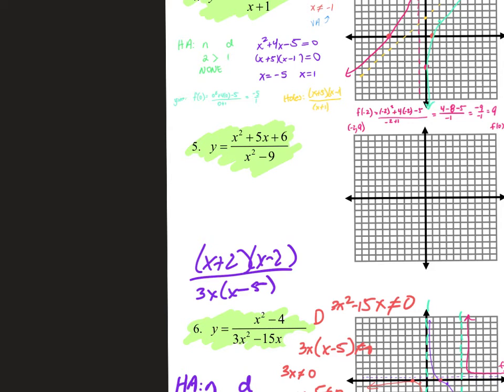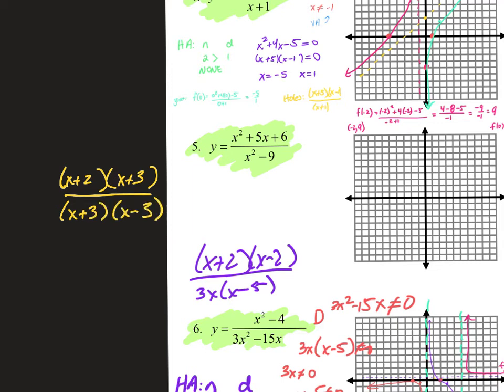But if I factor this from the beginning, if I factor the numerator and I factor the denominator, I have x squared plus 5x plus 6. What times what will give me a 6 when I multiply, but a positive 5 when I add? That would be x plus 2 and x plus 3. All right, and then on the bottom, this would factor to x plus 3 and x minus 3.